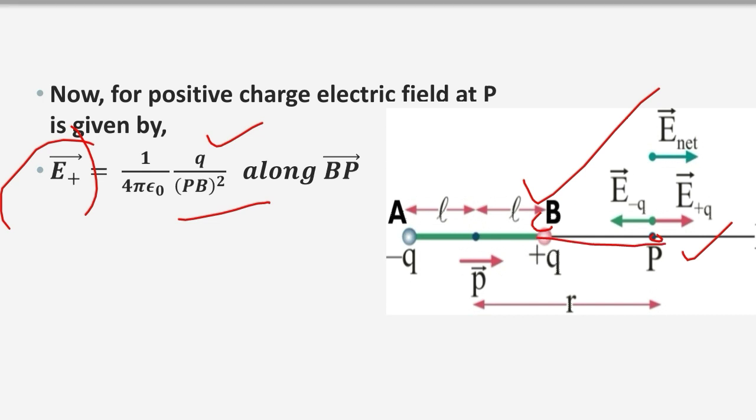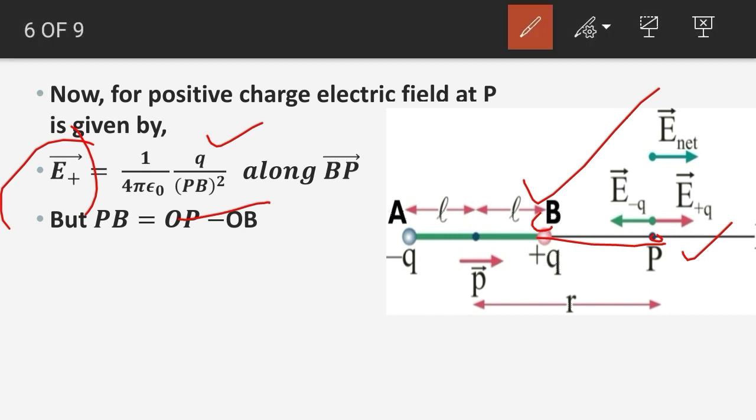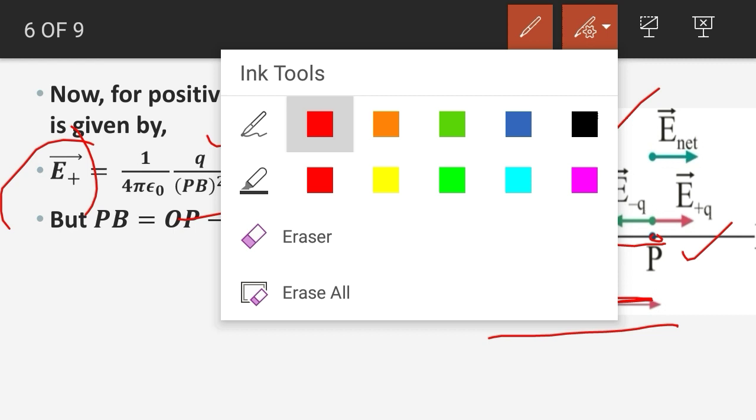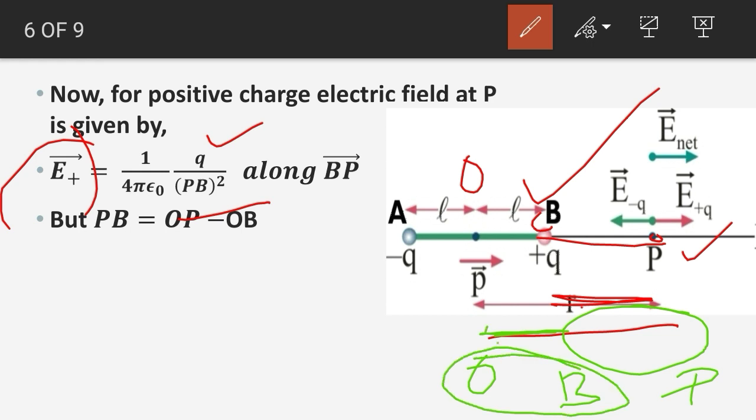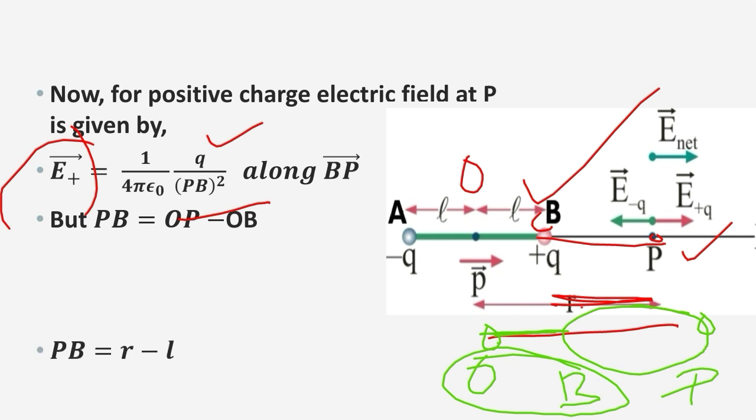From the figure we can easily determine PB. But PB is equal to how much? This is the distance PB. If we subtract OB from the length OP, then the rest is my BP distance. This is BP and this is O. If I subtract OB from OP, then I will get PB. OP is equal to R and OB is equal to L. That's why PB is equal to R minus L.